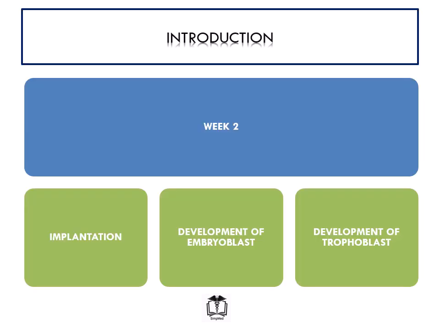These are the set of events that occur within week 2 of gestation, which spans from the 8th day to the 14th day. From that period, we have events like implantation being completed. Implantation starts around week 1, but it's completed around week 2. Then we have the development of the embryoblast and the development of the trophoblast occurring within week 2.